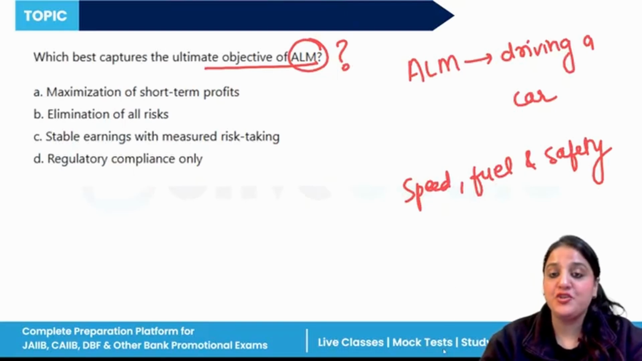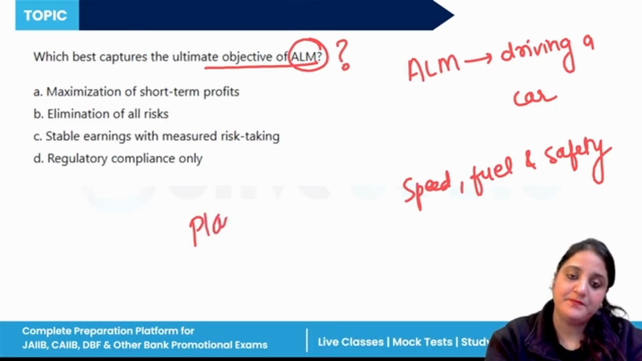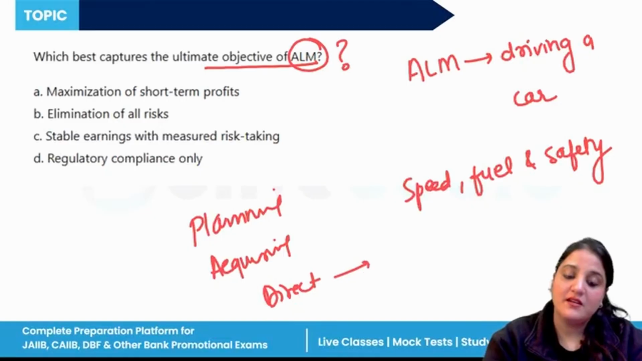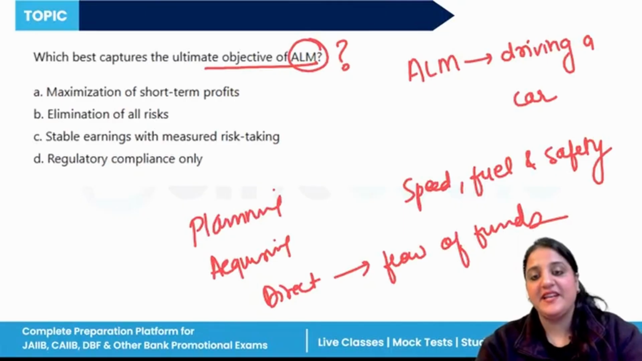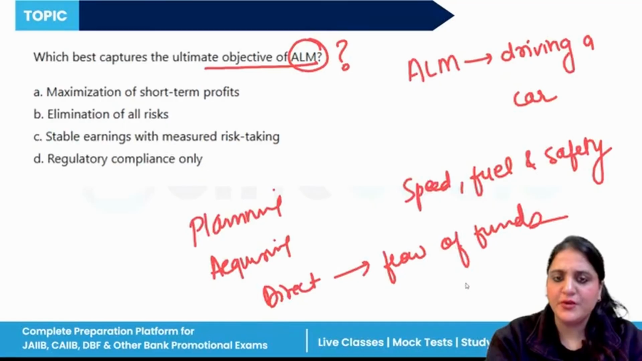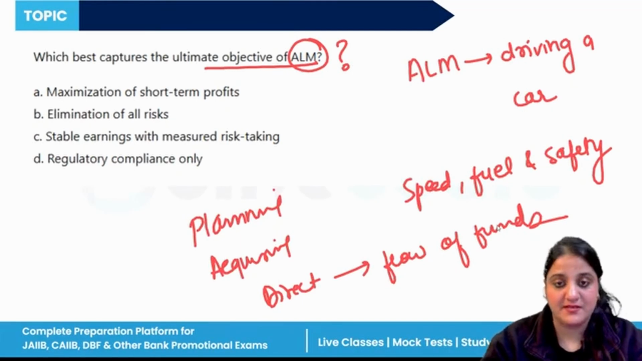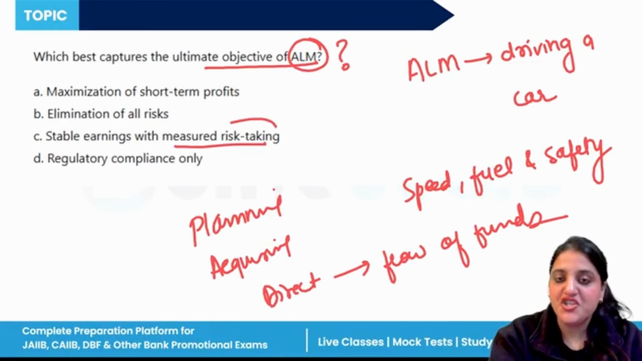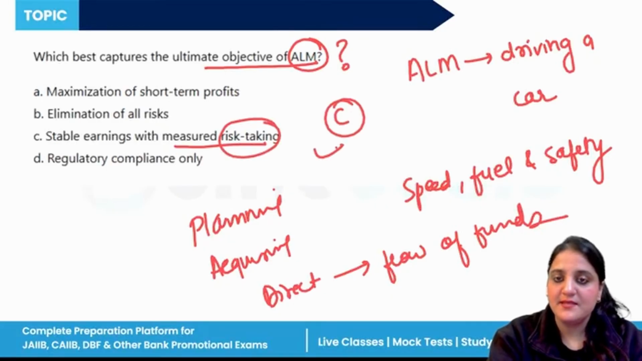So asset liability management is the process of planning, acquiring, and directing the flow of funds. Right? Planning, acquiring, directing the flow of funds. And the ultimate objective is stable earning, growth in equity, controlled risk taking. So, which best captures the ultimate objective of ALM? ALM balances profitability as well as risk. So, the correct answer is option C, that is stable earning with measured risk taking.